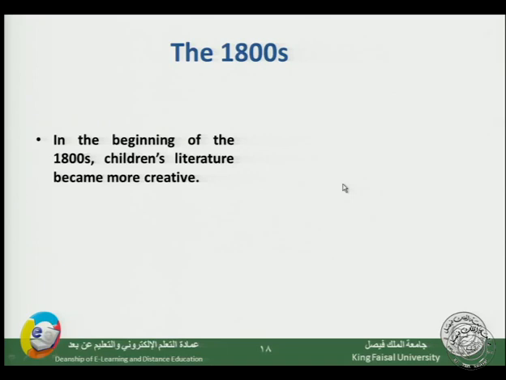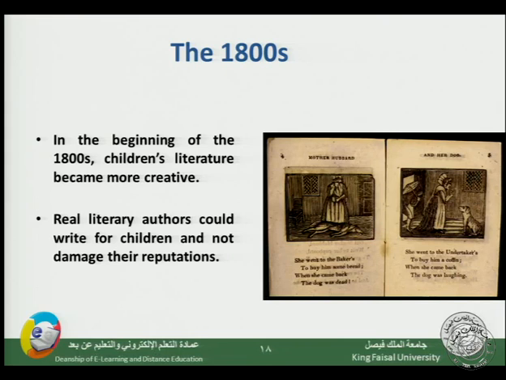And then the 1800s, that is, say, the 19th century. In the beginning of the 1800s, children's literature became more creative. As you see, the pace, the rhythm of life itself changed and became faster and faster. And so was children's literature faster and faster. Real literary authors could write for children and not damage their reputations, so they could publish books for children under their own names.